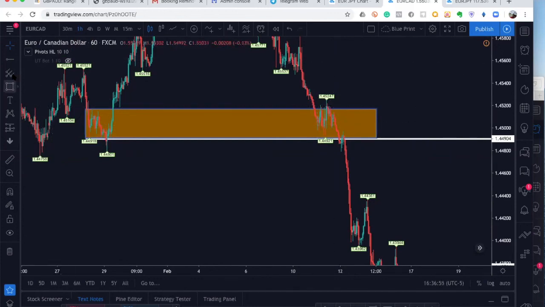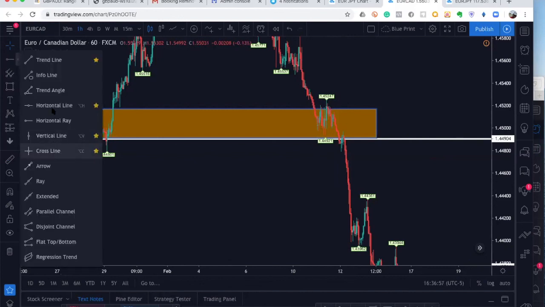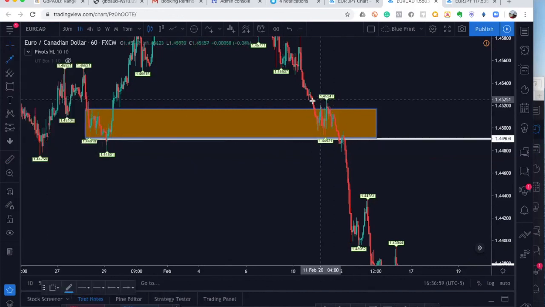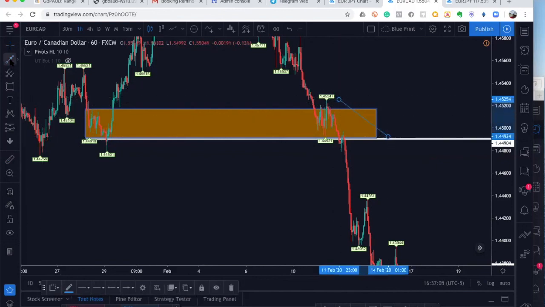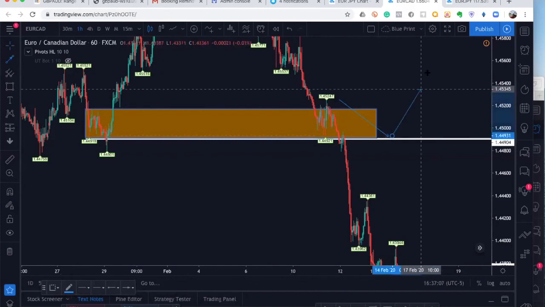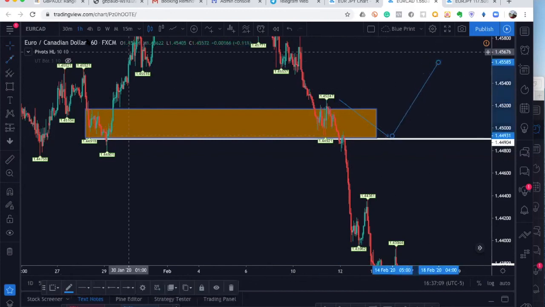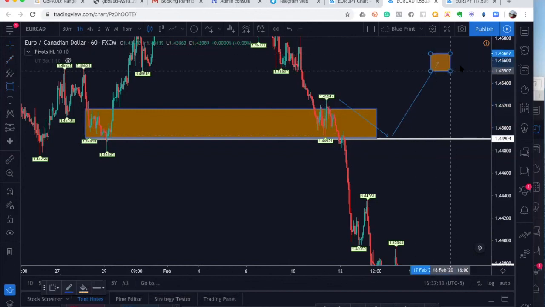What I believe is going to happen is this: price is up here, it's going to bounce, hit this line, ricochet or retrace, and then come take my profit, which is going to be right here.